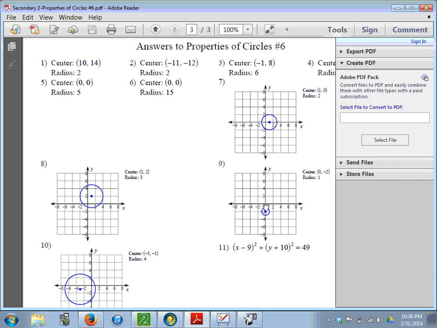Over here, it's a teeny tiny little circle. It just goes down 2 units on the y-axis. It has a radius of 1. Number 10, go to the left 3, down 1, and it has a radius of 4.